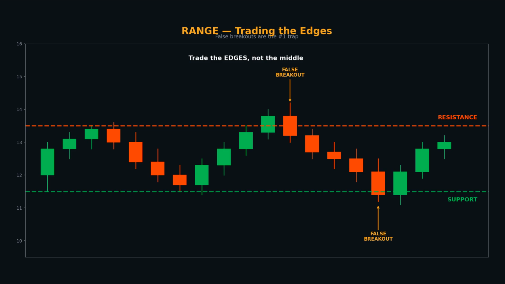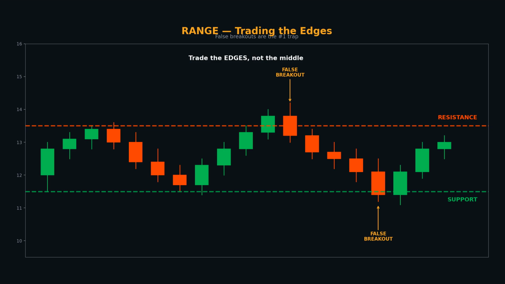It looks like easy money, right? Just buy at support, sell at resistance, repeat. And in theory, yes, that's exactly how you trade a range. But here's the problem. Ranges are messy. Price doesn't always bounce cleanly off support and resistance. Sometimes it pokes above resistance for a session or two, traps everyone who bought the breakout, and then reverses back into the range. Those are called false breakouts, and they're extremely common in ranges.